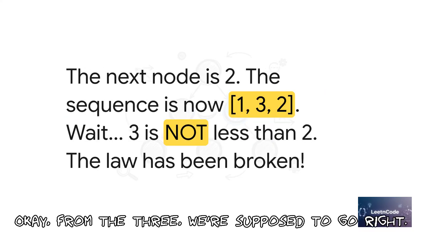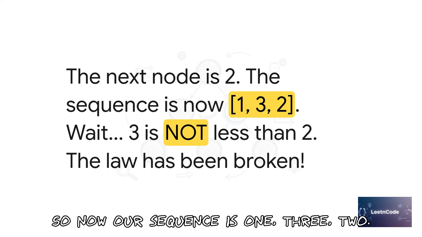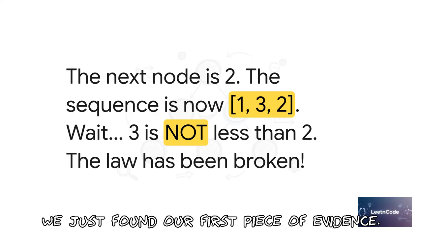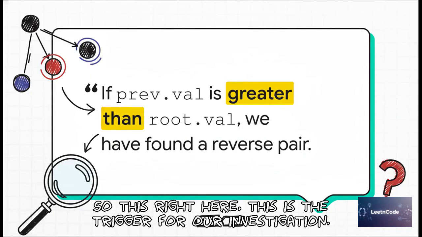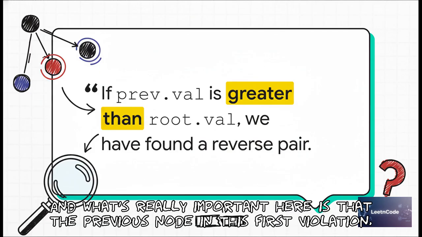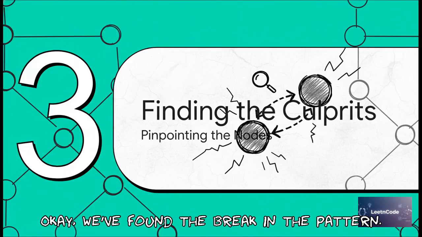For now. Okay, from the 3, we're supposed to go right. And what do we find? The node with 2. So now our sequence is 1, 3, 2. And wait a minute, violation. 3 is not less than 2. The alarm bells are ringing. We just found our first piece of evidence. The law has been broken. So this right here, this is the trigger for our investigation. The second you see a previous value that's bigger than the current value, boom, you've got a clue. And what's really important here is that the previous node in this first violation, that's always our first culprit. Always.